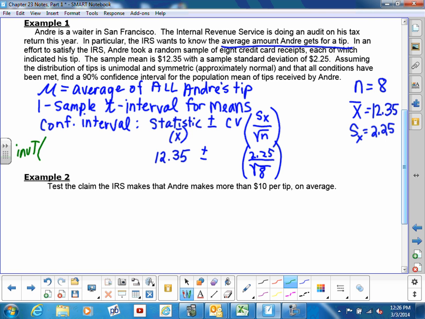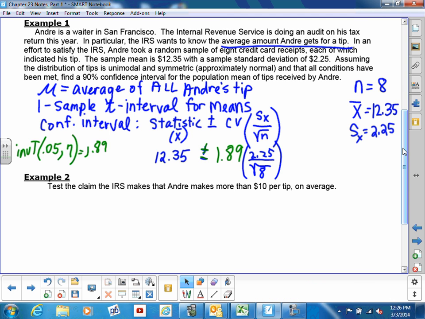Inverse T of 1 tail, which would be 0.05. Degrees of freedom are 7. Okay, that ends up being the negative 1.89, but I just always put it in here as positive because this plus and minus accounts for the signs. All right. So this comes out to be like 10.85, I think, to 13.85. I think that's somewhere where it comes out to be.